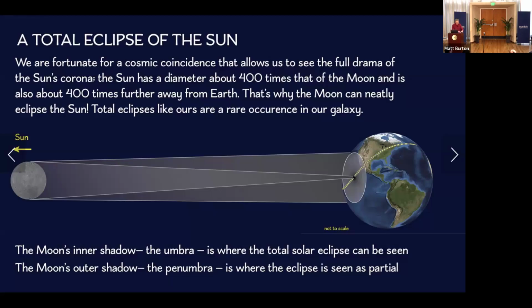So the total eclipse of the sun is an accident. The accident is that the moon is 400 times smaller than the sun, but it's exactly 400 times closer to us than the sun. And so the angular angle, the amount of it that it obscures is identical. If the moon was just a little bit farther away, we would not get an eclipse.